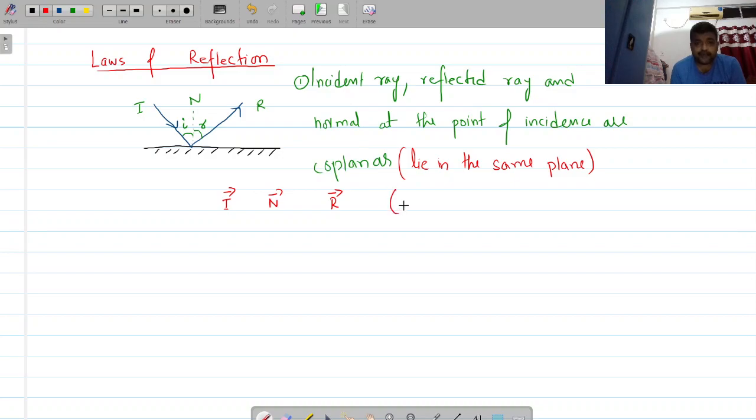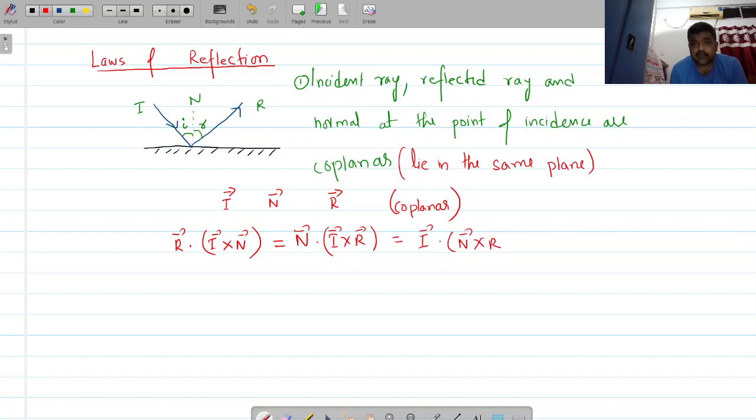Now they are coplanar. Okay, so they are coplanar vectors. What is the property of coplanar vectors? We can write R dot I cross n. The scalar triple product will be 0. So this will be the scalar triple product of all these three quantities, and this is also equal to n dot I cross R, which is also equal to I dot n cross R. So all these quantities will be equal to 0. This is because these three vectors I, n, and R are coplanar. Okay. So this is the first law, and this is the implication of the first law.